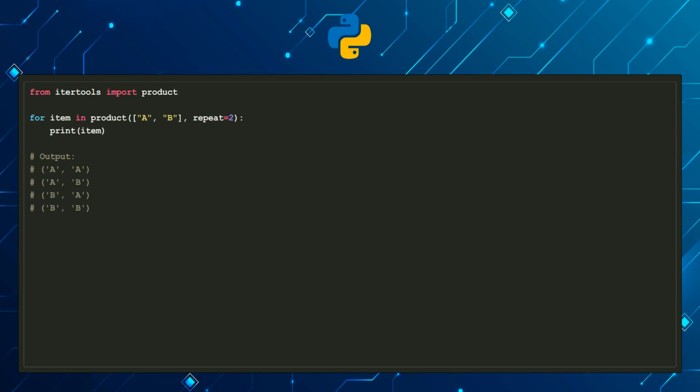In this example, we generate the Cartesian product of the characters A and B, producing all possible pairs in tuple form. This is a simple yet powerful way to explore combinations.